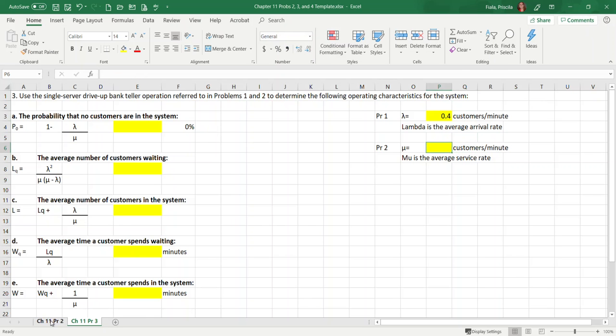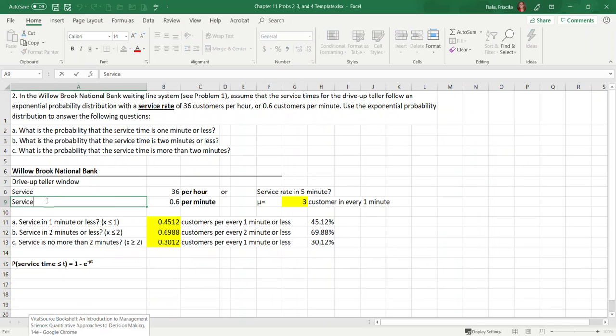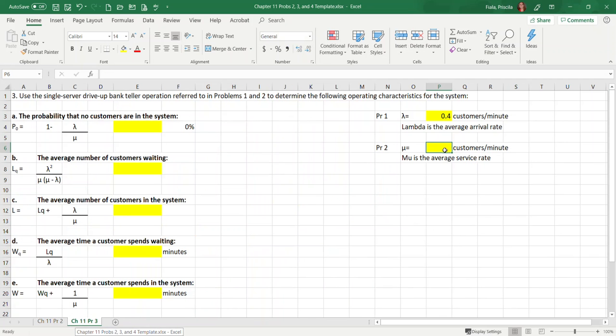And right here, the one we just did is 0.6, the service rate. The service rate is 0.6. So we're going to go over here, it's 0.6. Okay, so here is your arrival rate, and here is your service rate that we just calculated.